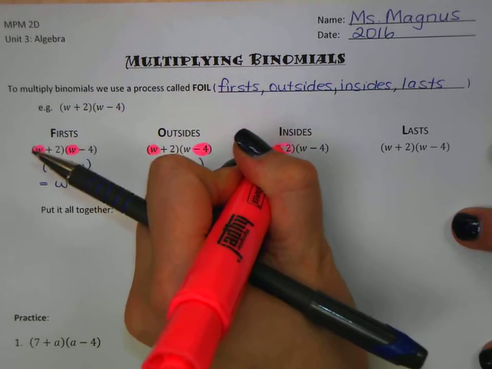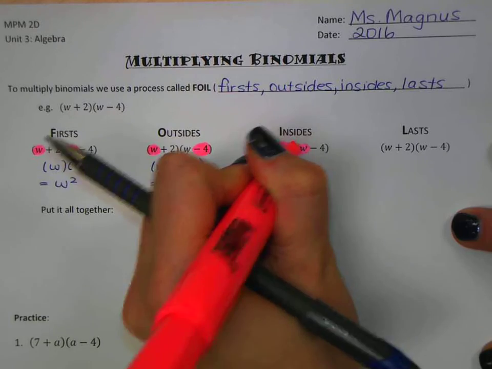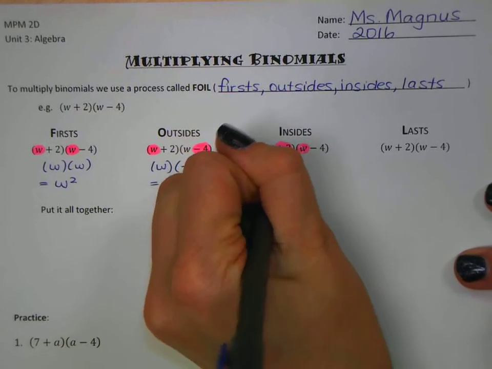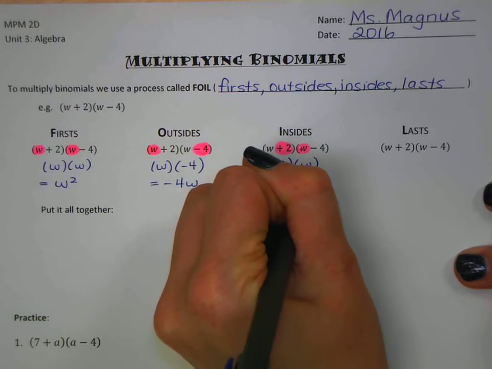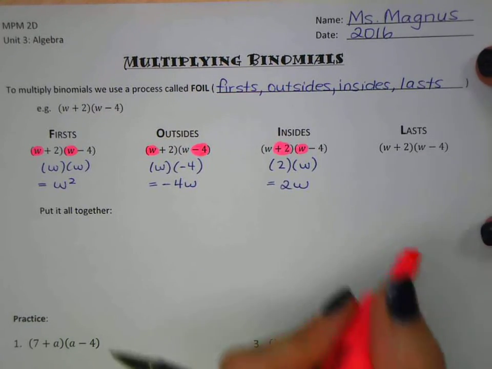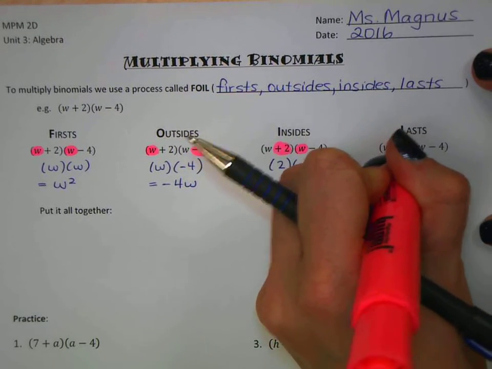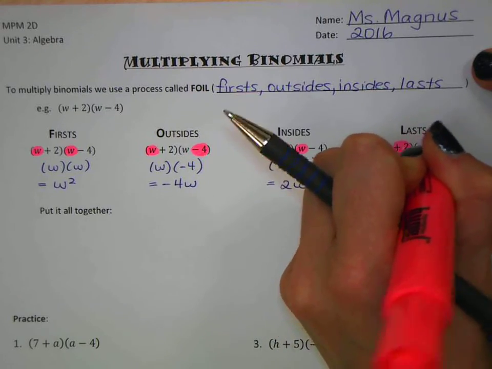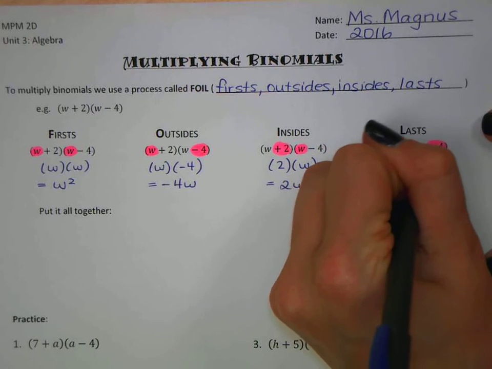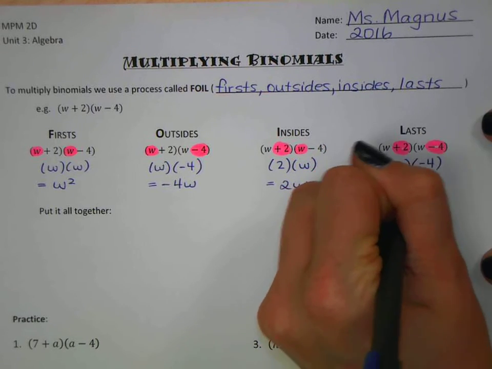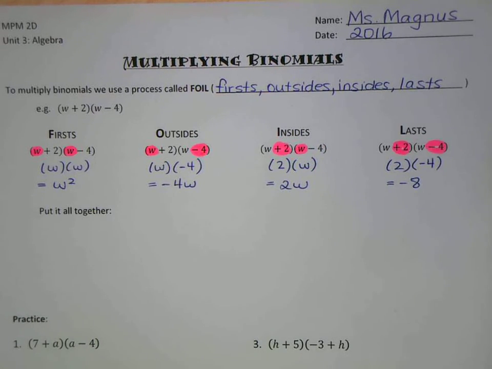Insides means the two closest together. So 2 times w, 2w. And finally, the last term in each binomial, we have +2 and -4, which is -8. So those are the individual parts of FOIL: firsts, outsides, insides, and lasts.